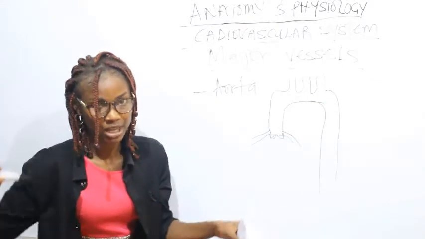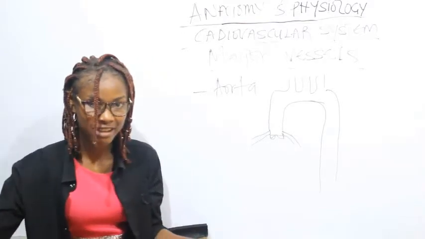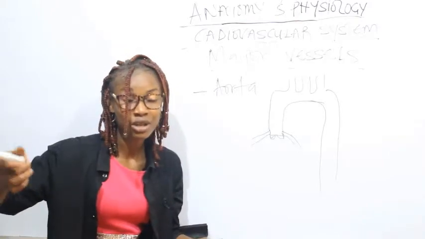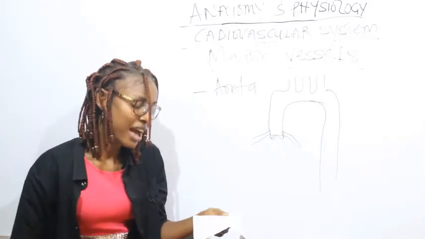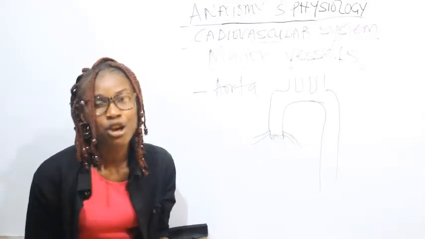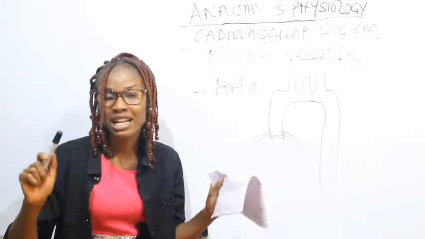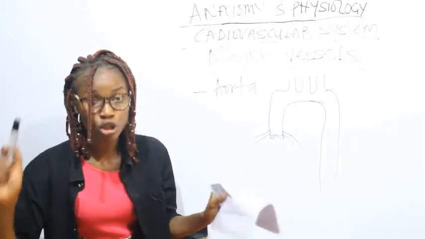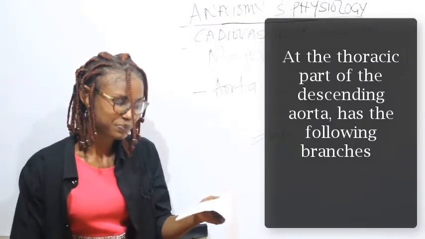We are looking at the major arteries. We've talked about the ascending aorta, coronary artery. We are now talking about the aortic arch, where we have the brachiocephalic, we have the left common carotid, and we have the left subclavian artery. Now, the descending aorta.